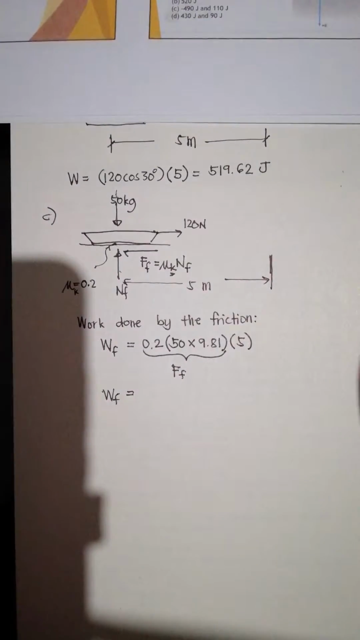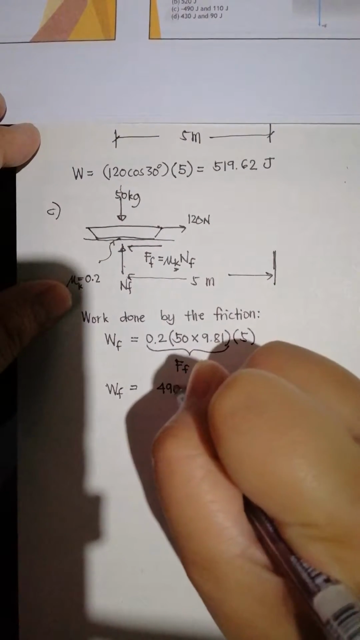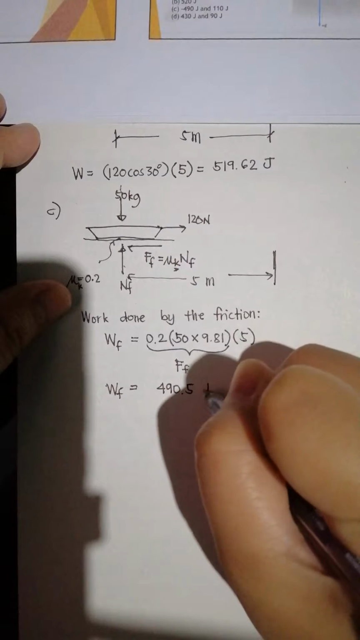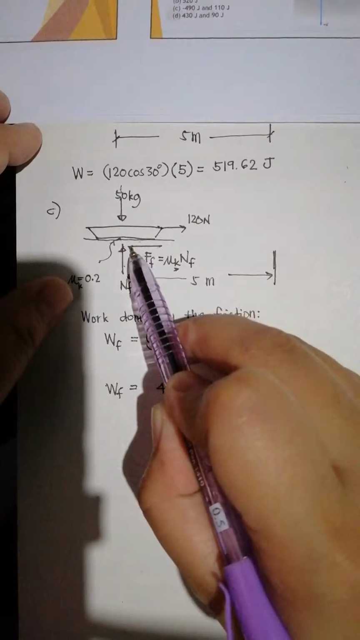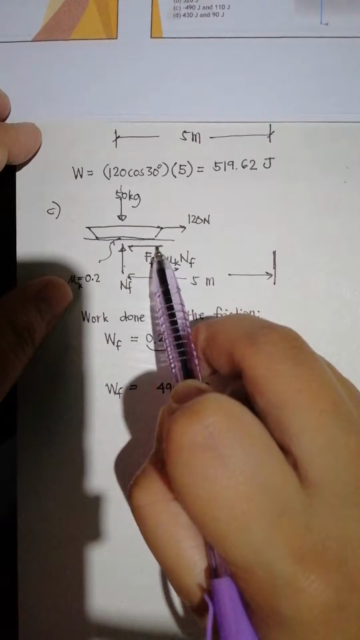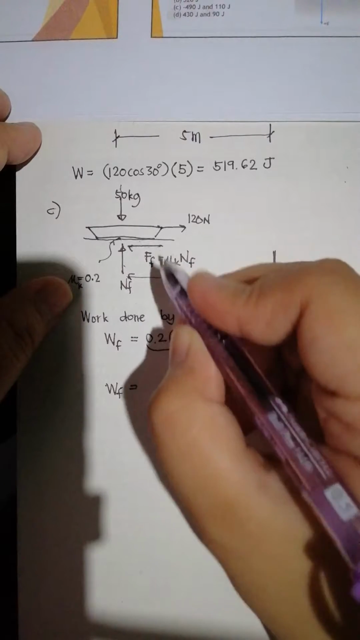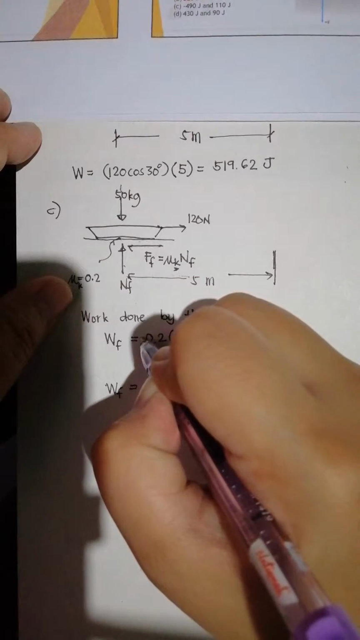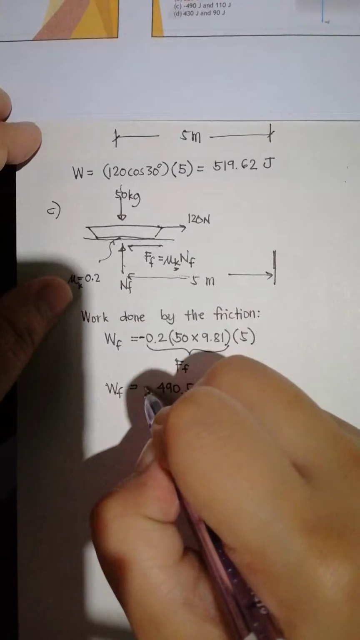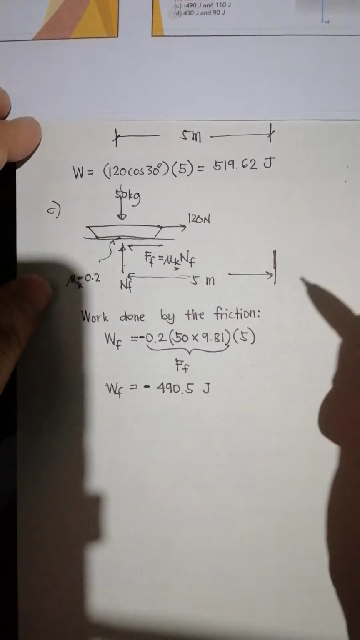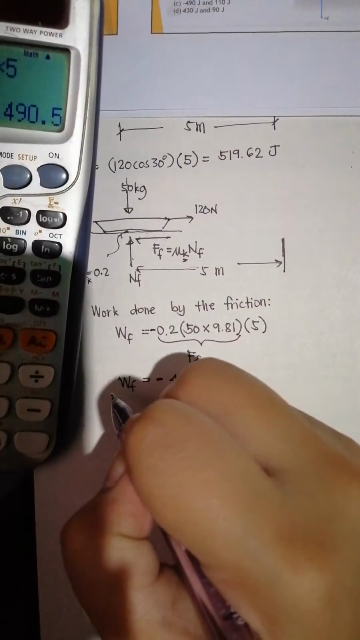We have 490.5 joules. Now see, our friction force, even if it is parallel to the displacement, is opposite the direction of the displacement. Since it's opposite the direction of the displacement, we will use the friction force as a negative force. Therefore this gives a negative work on the object.